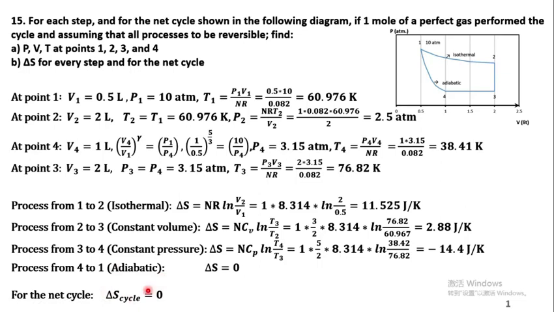So the total delta S in this cycle equals 0, because from 1, 2, 3, 4 back to 1, it returns to the original state, so delta S equals 0.